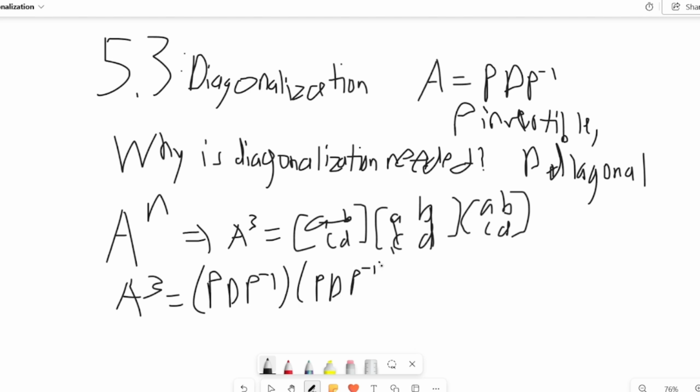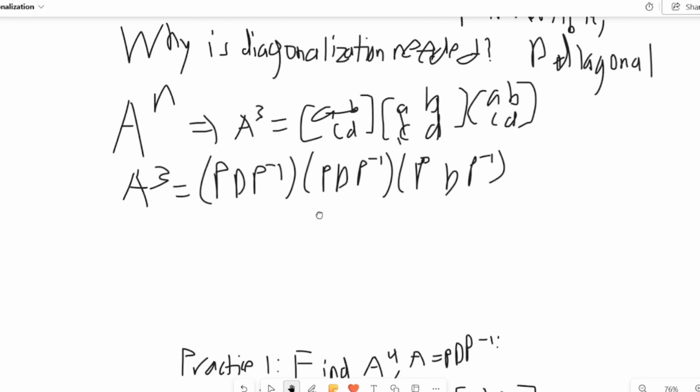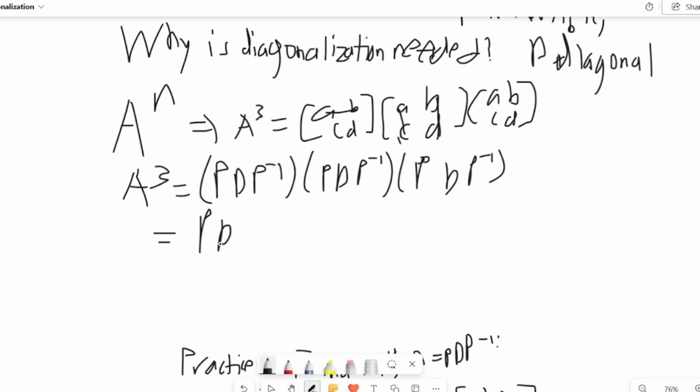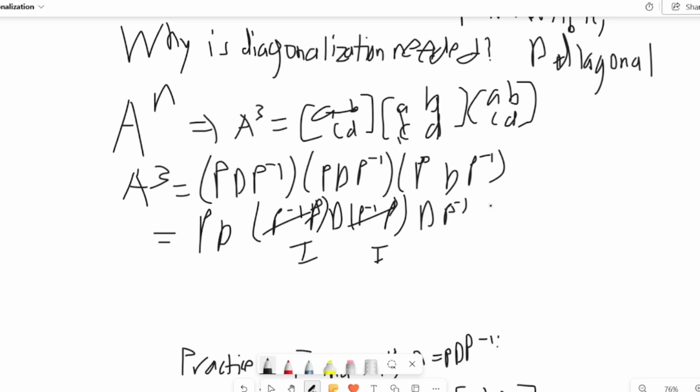Notice what happens when we multiply P and P inverse together. You can see this goes pretty nicely. You'll get PDP inverse P, D, P inverse P, D, P inverse. And these cancel out to the identity matrix. And this will just be P D cubed P inverse.